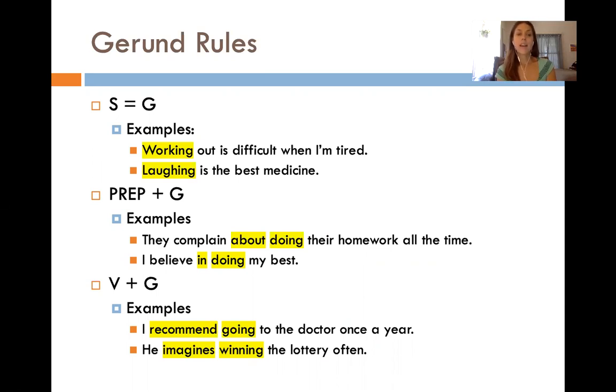Our second rule, prep plus gerund. The examples. They complain about doing their homework all the time. About is the preposition and doing is the gerund. I believe in doing my best. In is the preposition and doing is the gerund.